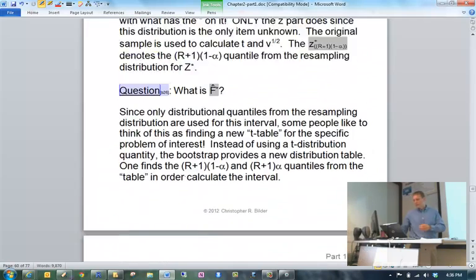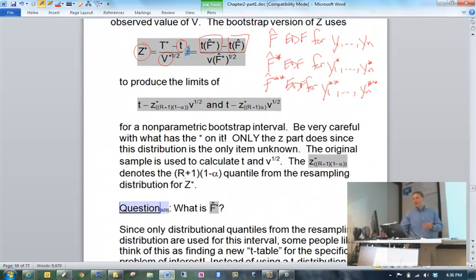Sorry, I'm kind of jumping around here in my explanation. The reason why I mention this is because it's very, very easy to think that you calculate maybe V once, and that's it. But it has to be calculated for every single resample, just like you would calculate T star for every single resample.